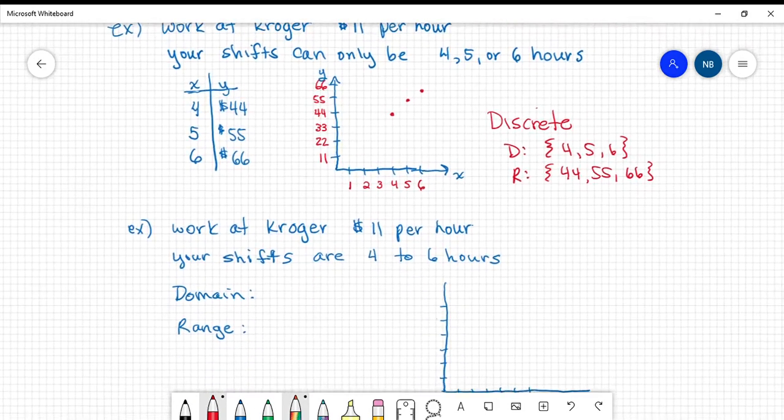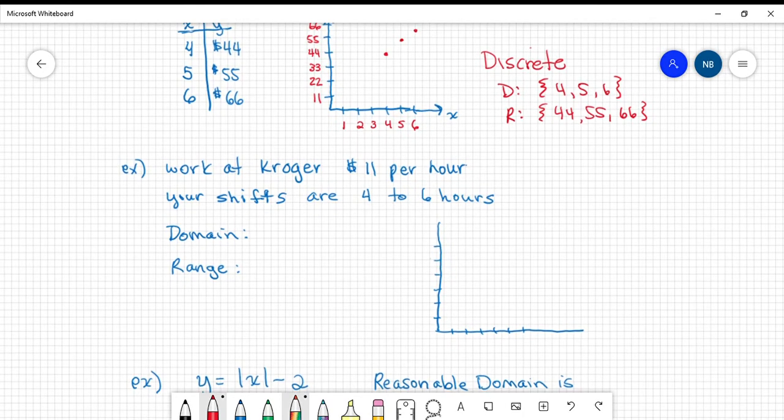Okay. Now, let's suppose when you turn 18, Kroger is a little bit less worried about how many hours you work. So you can work anywhere from 4 to 6 hours. They're not particular if you go over 10 minutes. They're going to pay you for that 10 minutes.